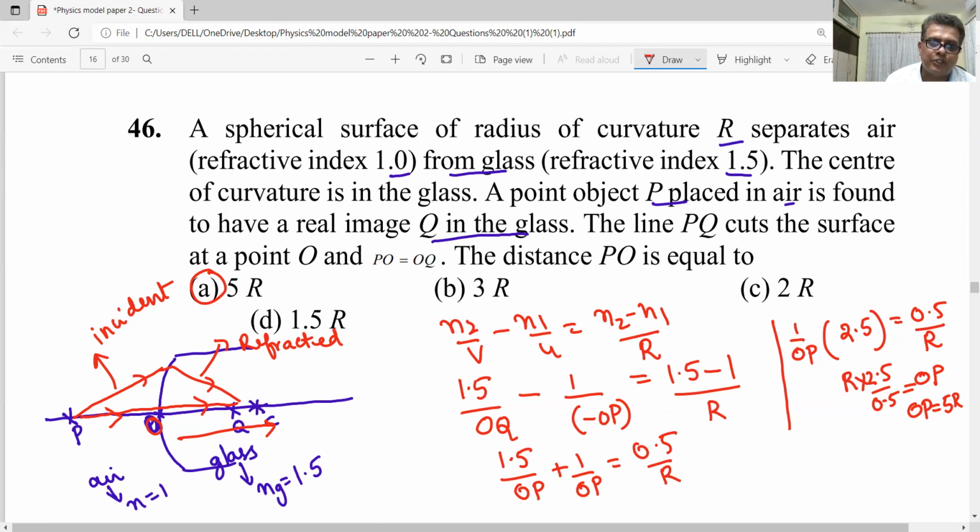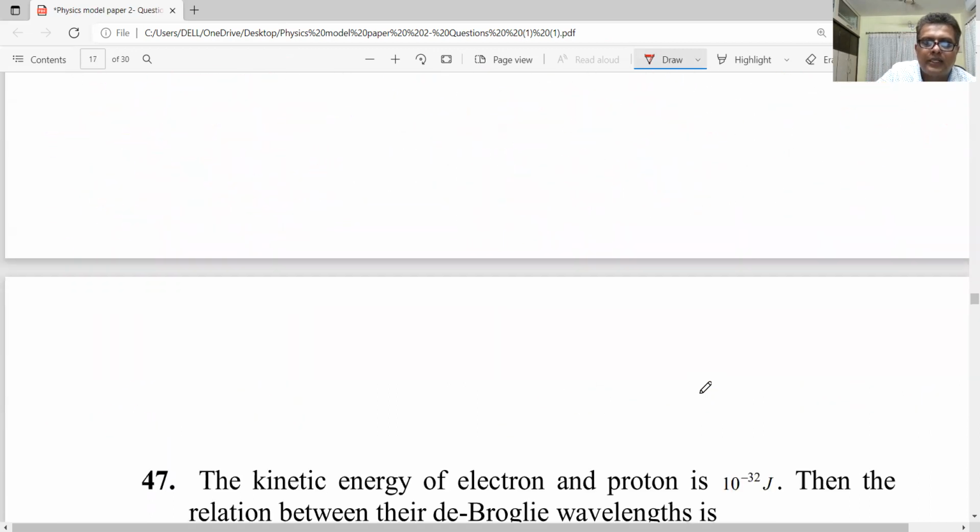Because of that, our image distance is positive, see, and object distance is negative. That is O to P for the object and O to Q for the image. Both are the same, but plus and minus we have to take care. Mathematics is not that difficult, but here we have to take some care about the sign convention.